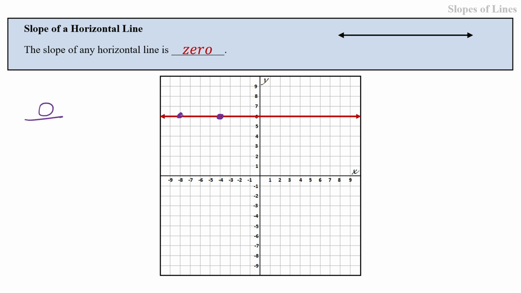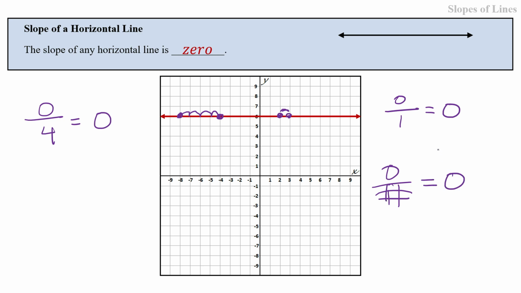Okay? And how much does it go to the right? Well, from here to here, it goes 4 to the right. And 0 divided by 4 is going to be 0. Okay? It doesn't matter if I pick any other 2 points. If I do that, the rise from these 2 is 0. And the run, it goes to the right one. But 0 divided by 1 is still 0. And if you pick any 2 points, it's always going to be 0 over a number. And 0 divided by a number is always going to be 0. Okay? That's the reason why the slope of any horizontal line is 0.